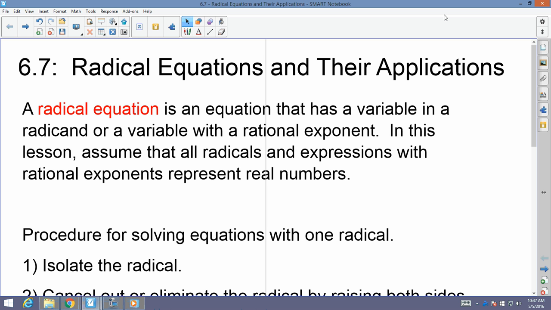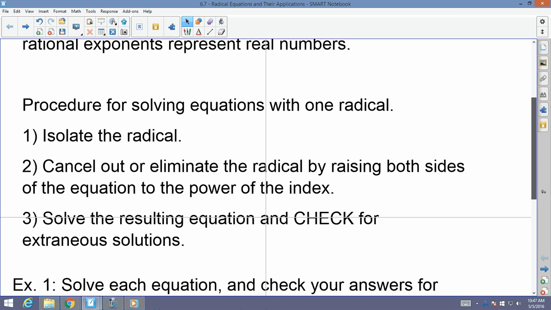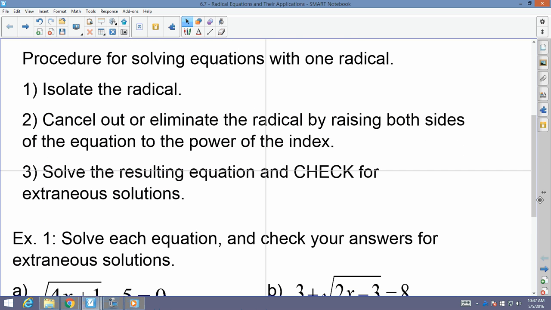Guys, this is, believe it or not, just like solving any other equation. You want to get things alone. So the first thing you want to do is isolate the radical. If something's being added to the outside of the radical, get rid of it. If something's being multiplied to the outside of the radical, get rid of it. If something's being divided to the outside of the radical, get rid of it. I need you to understand that it's to the outside.